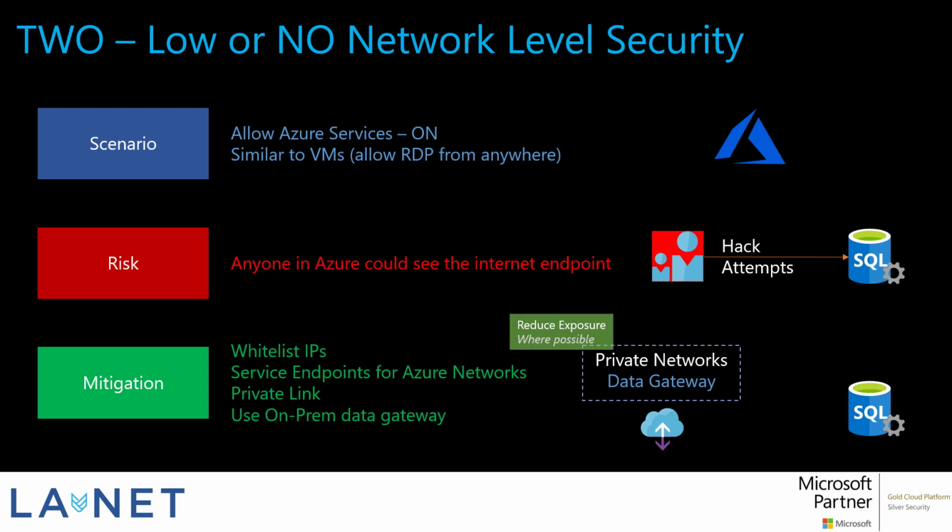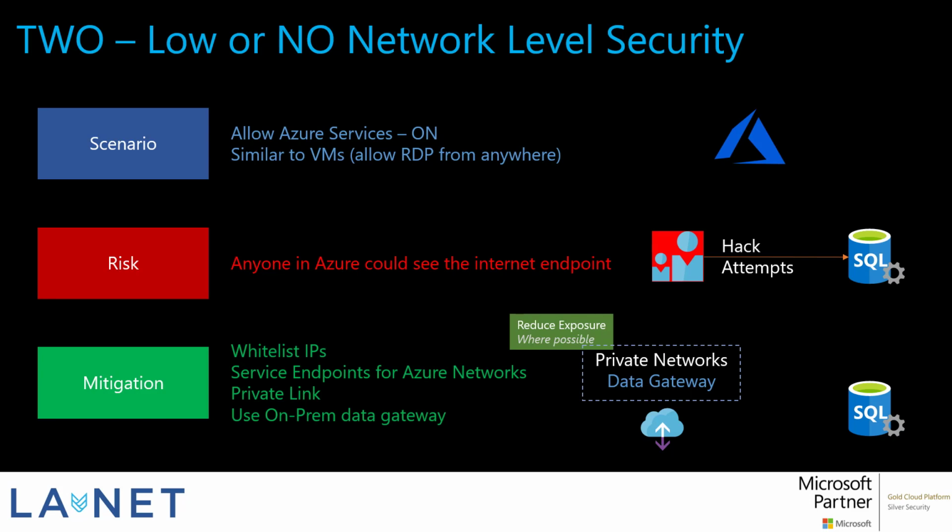You could whitelist. If you have to come over the internet, you can whitelist IPs. So use only specific IPs that you know of, such as your on-premises networks, for example. If you don't need to come over the internet, use service endpoints. So if all your traffic's within Azure, use service endpoints. And you can also now use something called private link. So you can set up private endpoints inside your network, and that closes off your internet access to your database.